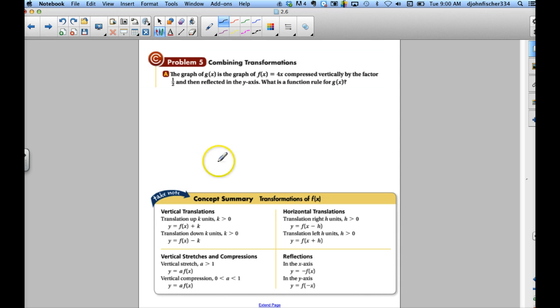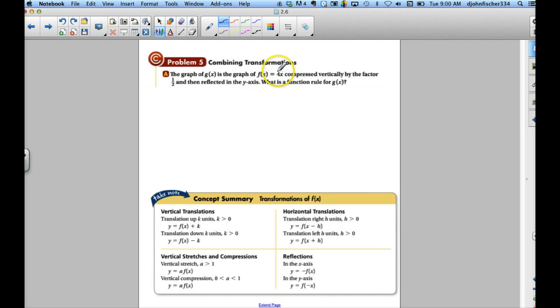Okay, now let's look at another one. Combining transformations. The graph of g of x is the graph of f of x equals 4x compressed vertically by a factor of 1/2 and then reflected in the y-axis. What is the function rule? Ooh, that was a tough one.